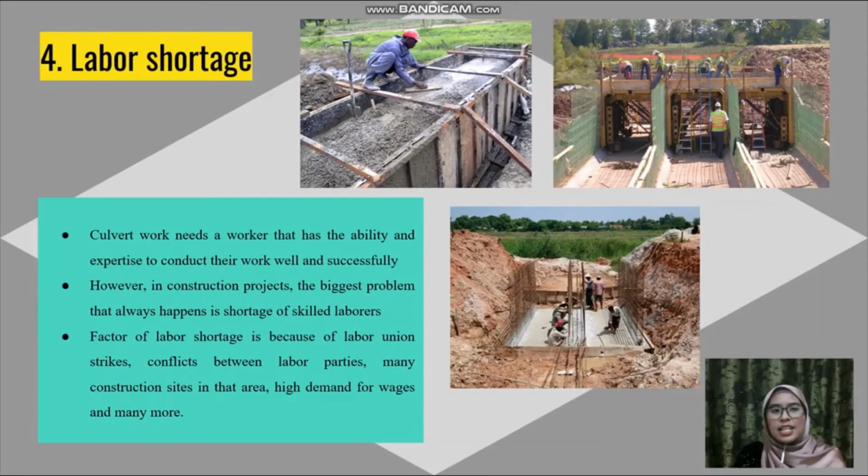Lastly is labor shortage. Culvert workers need to have the ability and expertise to conduct their work well and successfully. However, in construction projects, the biggest problem that will always happen is shortage of skilled laborers. Factors of labor shortage are labor union strikes, conflict between labor parties, many construction sites in the area, high demand for wages and many more.